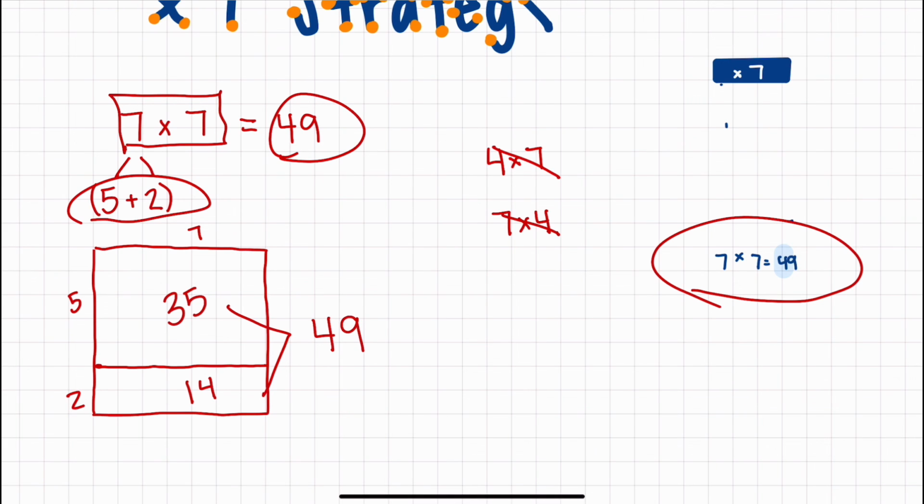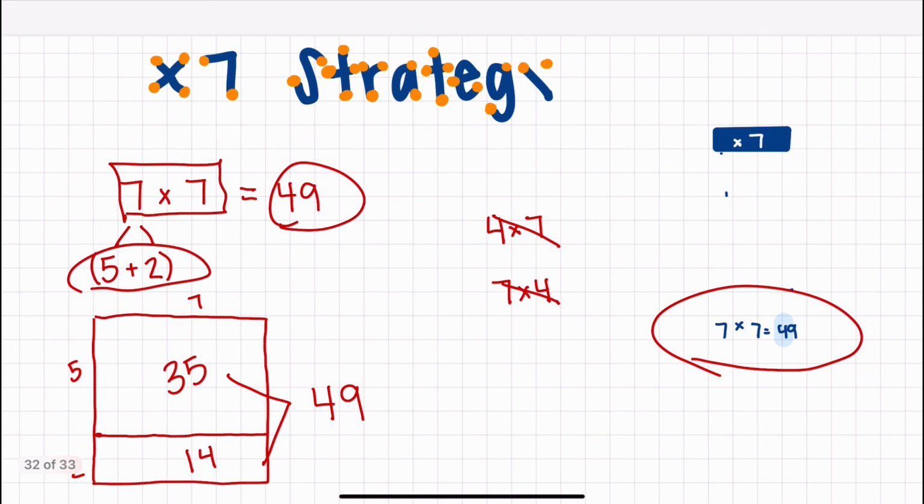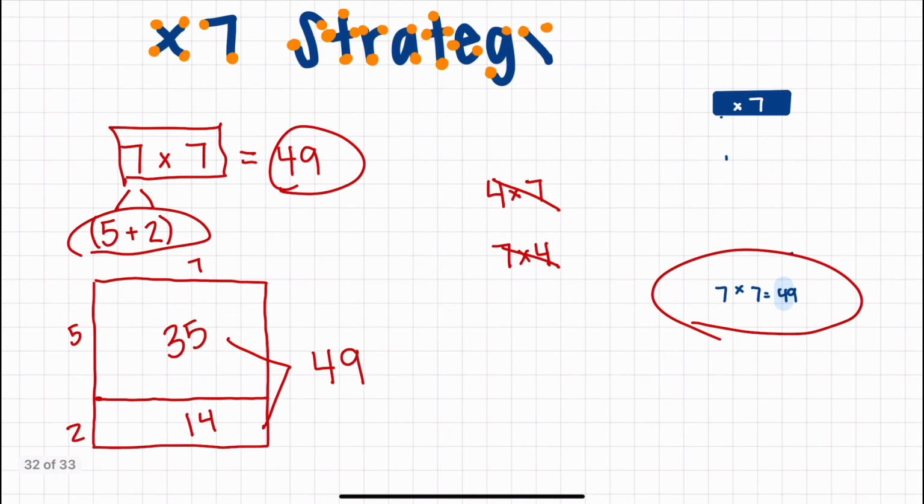So congratulations, you have now learned fluent strategies for all of your multiplication facts of single digits. In this video, we talked about the strategies for multiplying by 7, and we are now through our fluency unit for multiplication.